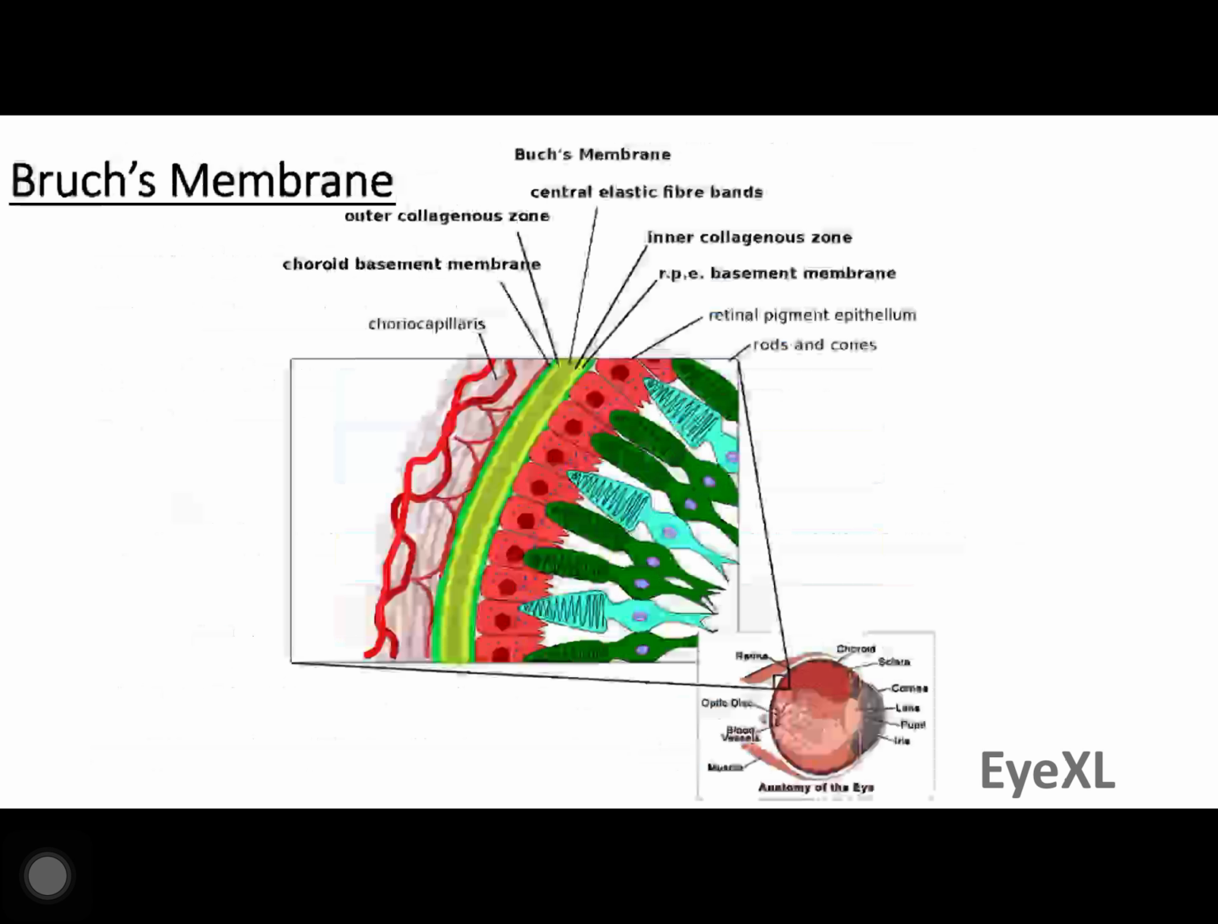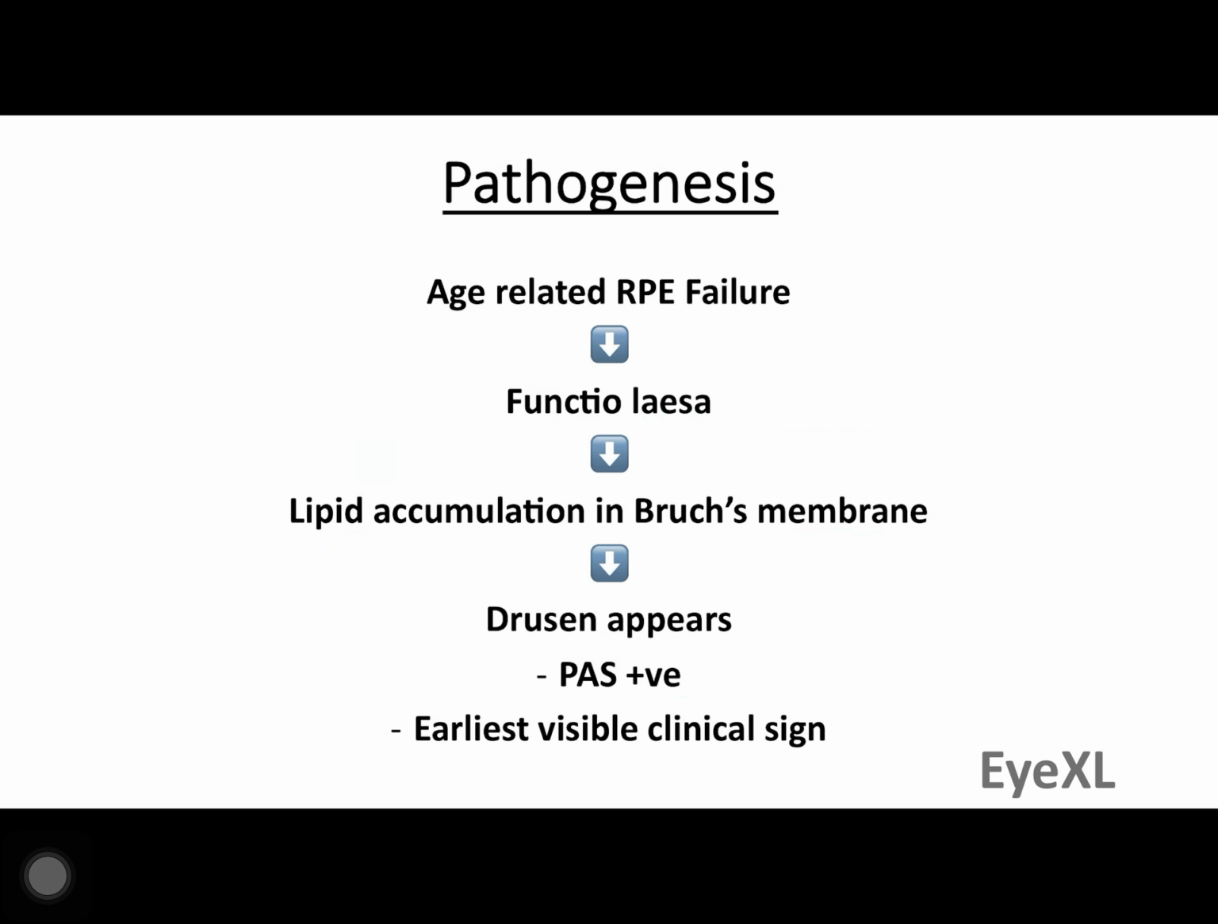So let's proceed. So Bruch's membrane is at the center of the pathogenesis of ARMD. So what exactly goes wrong? Any individual when aging loses some of the body functions. So the RPE is no different. The function of the RPE is to maintain metabolism of the retina, to transport and diffuse nutrients across the Bruch's membrane between the choroid and the retina. So with age, this RPE function is failing.